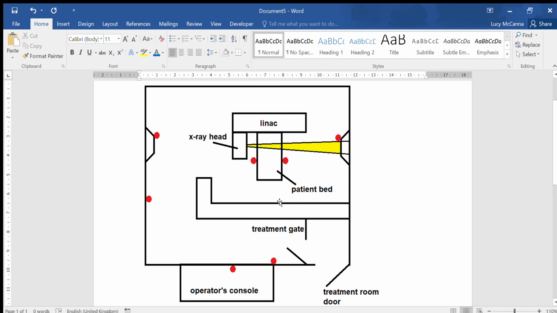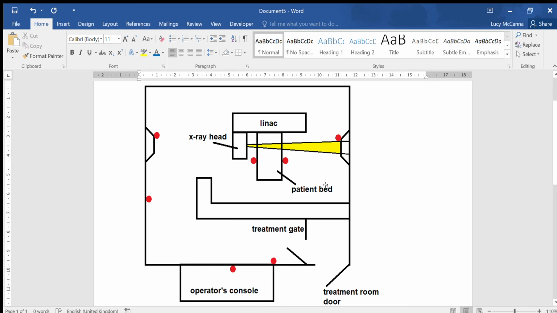but if the treatment gate is open and this was turned on, there would be a loud alarm. So again, there is a procedure before this LINAC goes on and a patient receives treatment. These gates and this door are firmly shut. If that's not the case, you have an alarm system to remind you that's not supposed to happen.